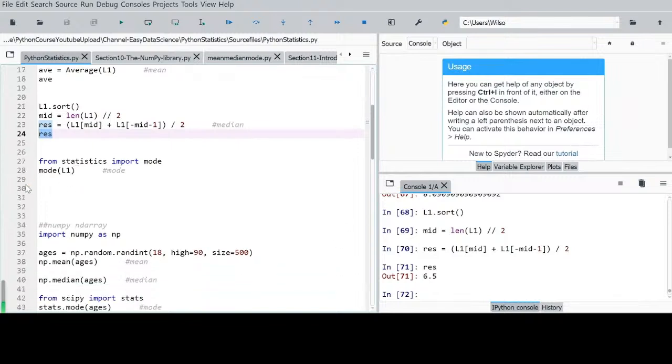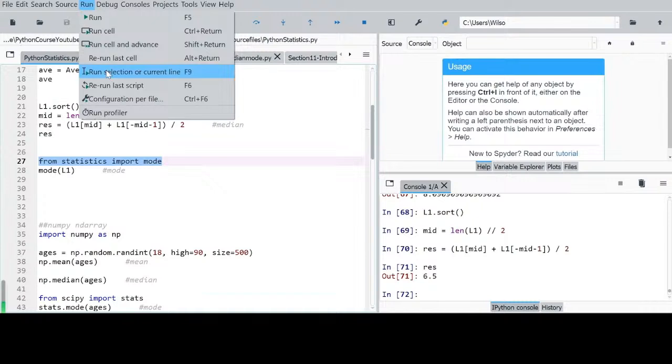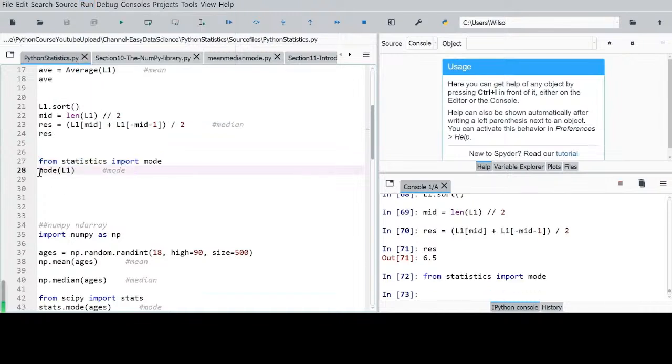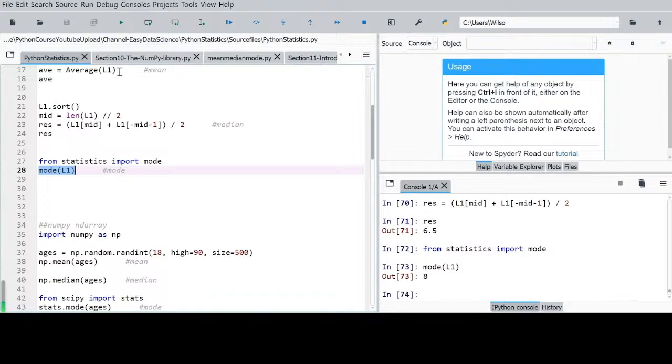And to calculate the mode of a list, we have to import the function called mode from the package statistics. Then we just use the mode function on this list. So the mode of this list is 8.